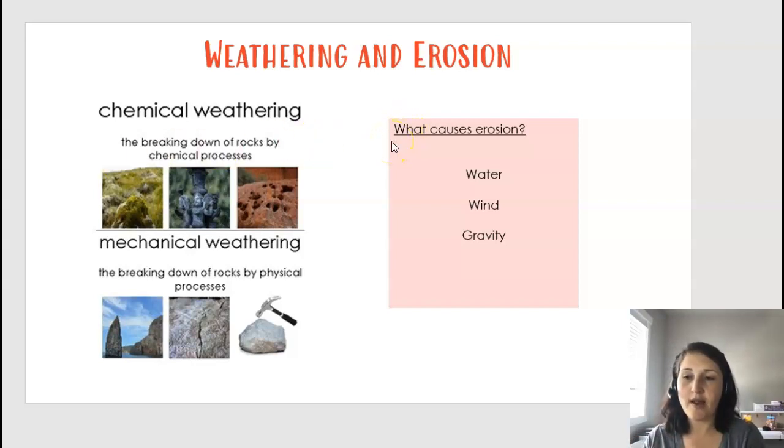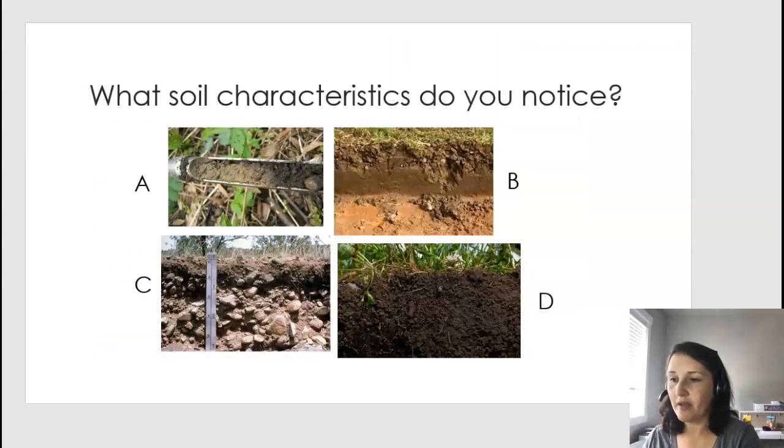Erosion is when the broken down rock is moved away. It can be moved by water. So even though water can cause weathering, it can also cause erosion. Wind can cause weathering and erosion. Gravity can move broken down rock, and that can cause erosion. So erosion is the movement, weathering is the actual breaking down of the material.